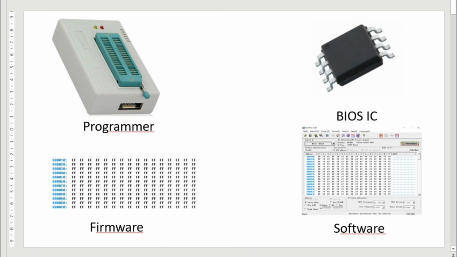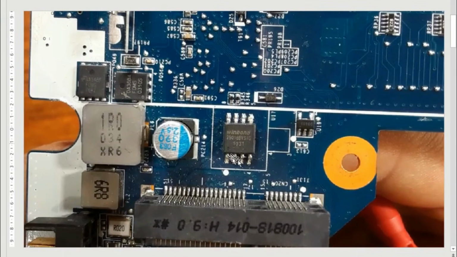We always have the programmer, the software, the firmware, and the BIOS chip, and of course the USB cable that connects the computer and the programmer. So let's get started. To program a BIOS, we need 4 things. We need first the BIOS itself, the BIOS IC. We should remove it from the motherboard.